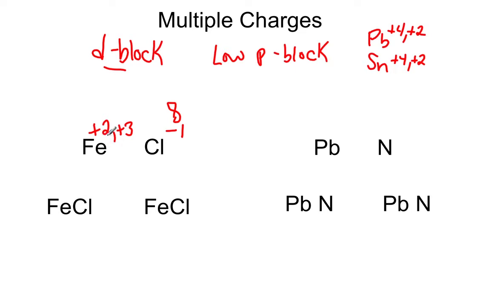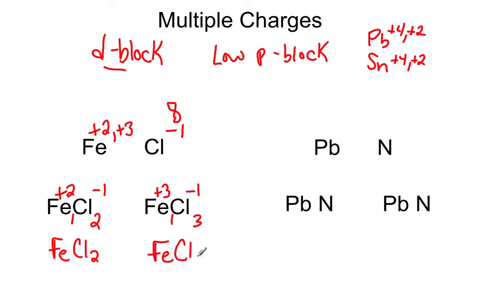If you crisscross the 2 with the chlorine, you're going to end up taking this +2 and putting the 2 down here, and then the -1 from the chlorine ends up down here. We really don't write the 1. We just write FeCl2. So that's one option. But if iron's making a +3 charge, we end up putting a 3 down here and the 1 over there, so we end up with FeCl3. So again, 2 different formulas depending on which of these charges iron ends up making.